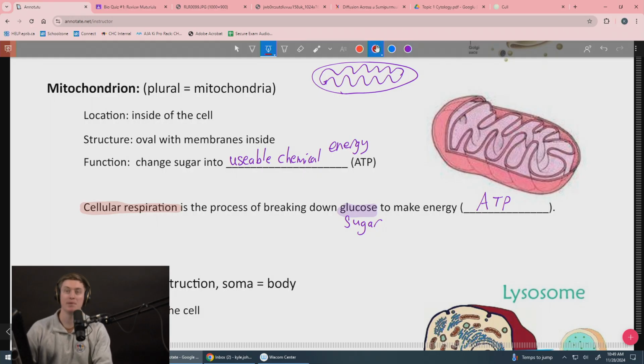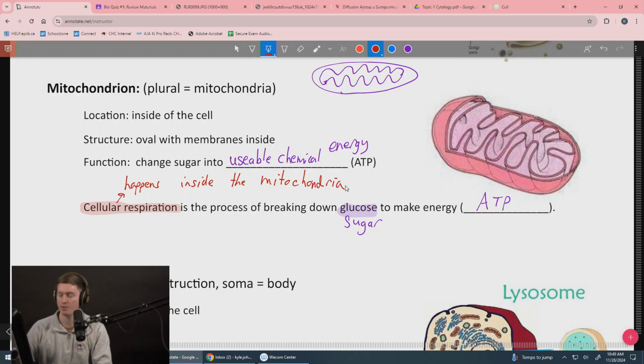Much of the cellular respiration process happens inside the mitochondria. So I'm going to write here, happens inside the mitochondria. If you take Bio 20, you'll learn all the steps to cellular respiration. Some steps don't happen in the mitochondria, but for the purpose of Science 10, cellular respiration happens inside the mitochondria. You're going to break down glucose to make ATP.